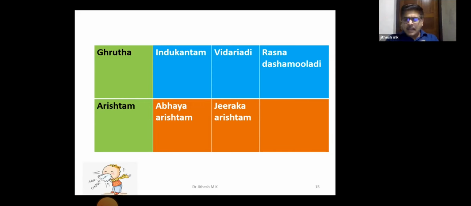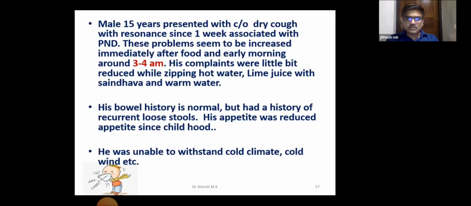You can just try. Absolutely, there is no need of any other medicine. This is for sure. You can just try this Abhayarishta with any of the Ghritas, probably after food, and that alone will be sufficient. The same effect we can get through Jirakarishta also. Now let's go to the second case.